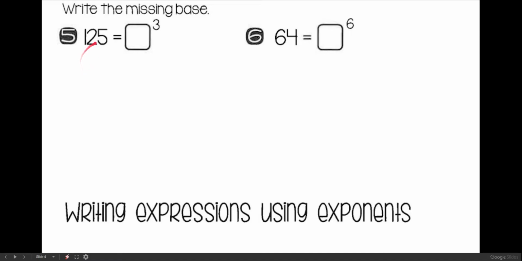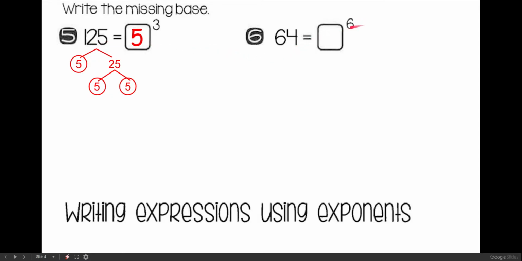Let's look at number 5 and 6. Write the missing base. So what is our base that's missing? Something to the third power. I'm going to use the factor tree again. So something times something equals 25. It's 5 times 25, and I can break down 25 because 5 times 5 equals 25. So 5 times 5 times 5. That means our base is 5, so 5 to the third. And if I multiply 5 times 5 times 5, I should get 125.